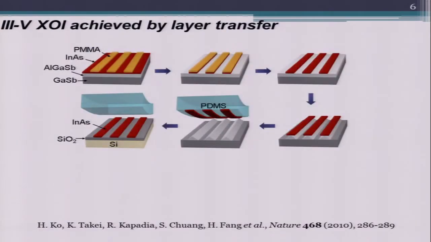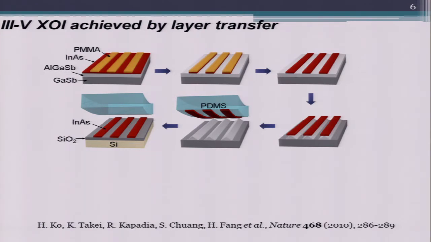So let me first tell you about the work that we have done on 3,5s, and then I will give you some of the recent results that we have on chalcogenides. And the way we make our 3,5 XOI, it's very similar to SOI, but remember, the top layer is not silicon, it's X. It's a semiconductor of your choice. And the way we do the processing is by layer transfer.